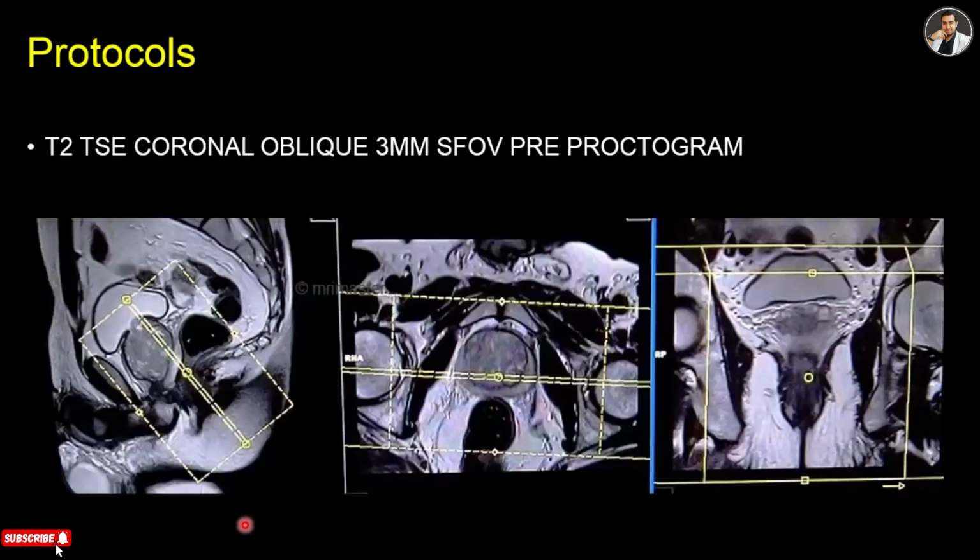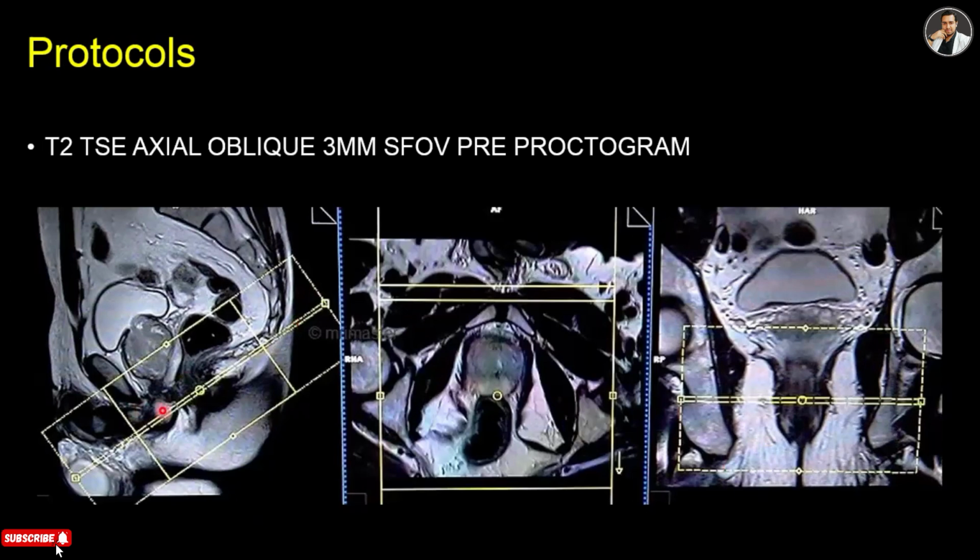And then a coronal oblique 3 millimeter pre-proctogram. So the slices on the sagittal image should be parallel to the anus, and also on the axial image the slices should be perpendicular to the anal canal, and the field of view should be small, and 250 is preferable.